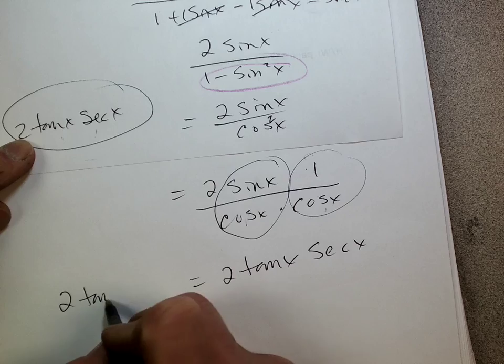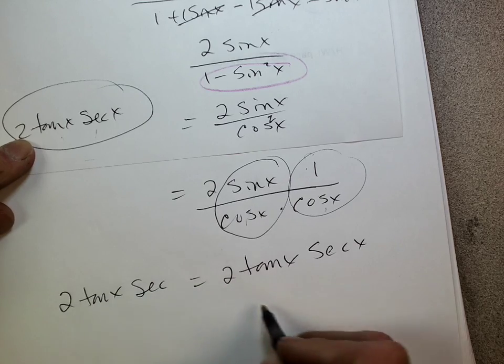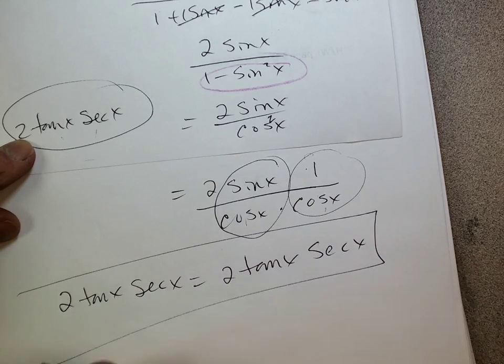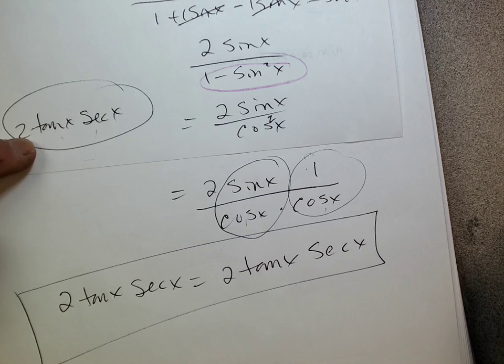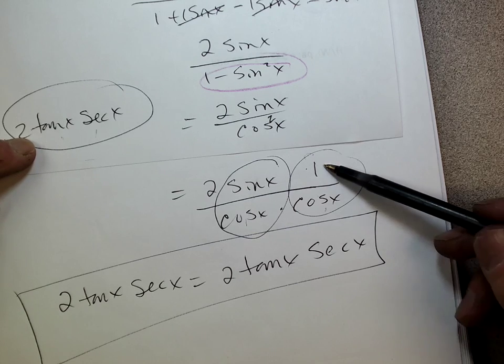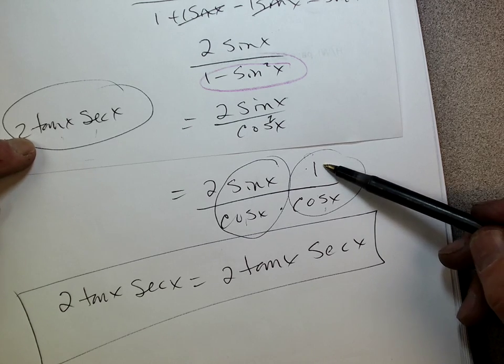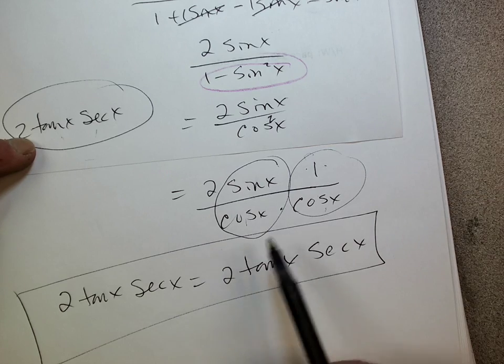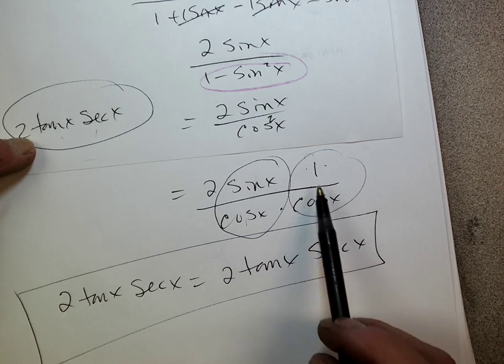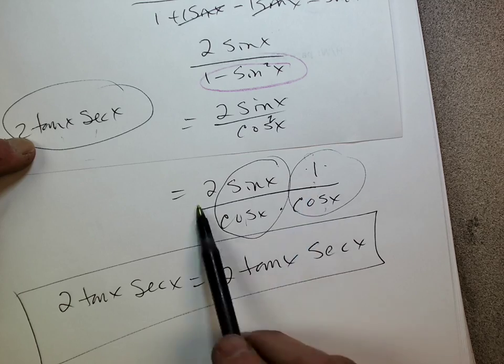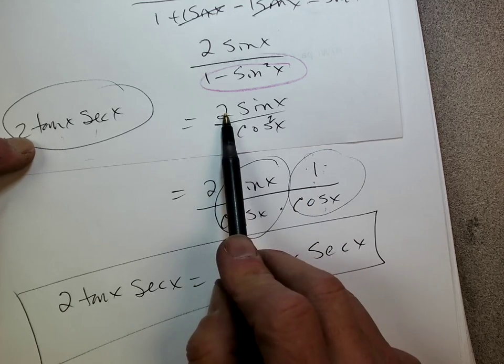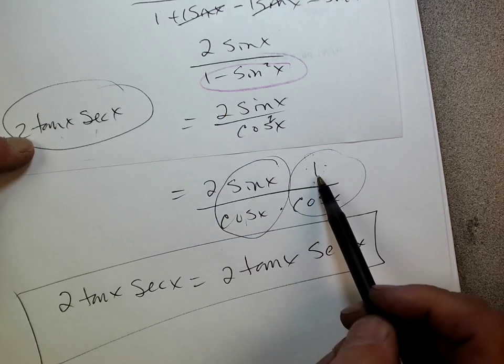2 tangent of x, secant of x is equal to 2 tangent of x. Yeah, Nikolai. Where does the 1 that goes over the cosine come from? Right. So, anytime you have a fraction, you can always have a 1 on top. I put the 1 because 2 times 1 is 2. You with me? Yeah. By putting the 1, it just helps me a bit.